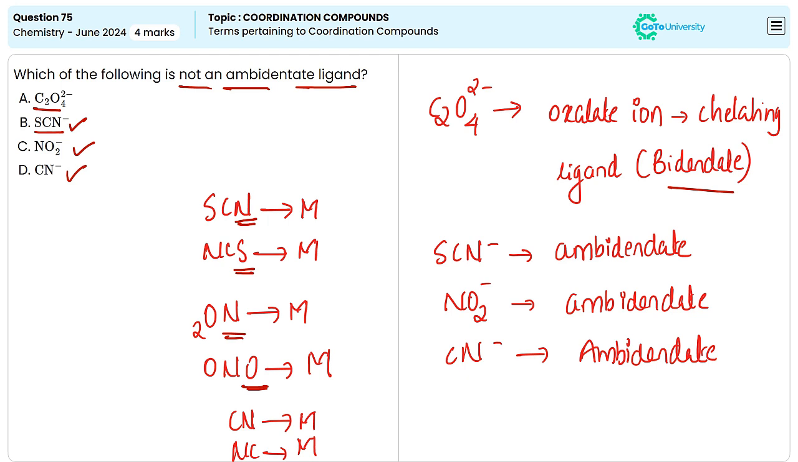So from these options, the one which is not an ambidentate ligand is oxalate ion. Option A is the correct answer.